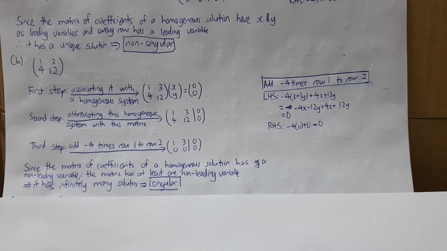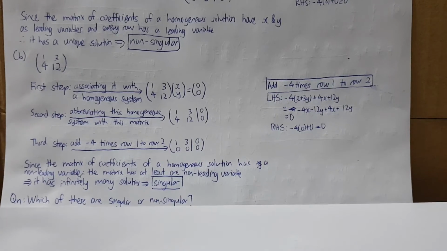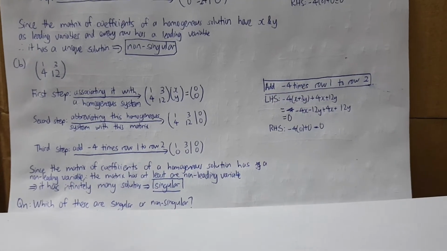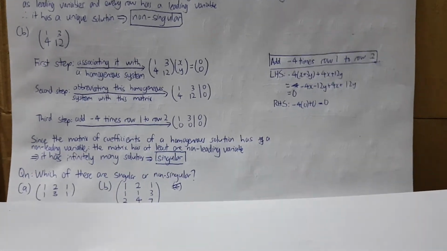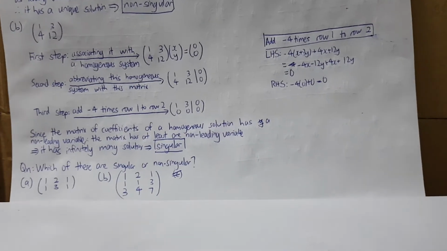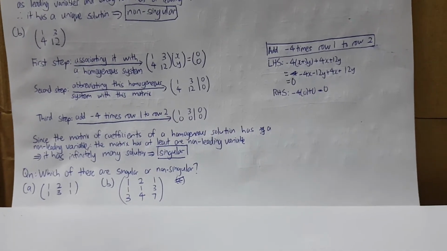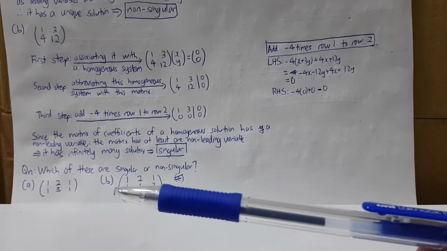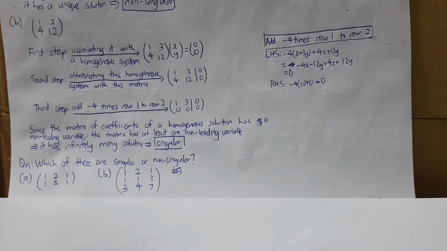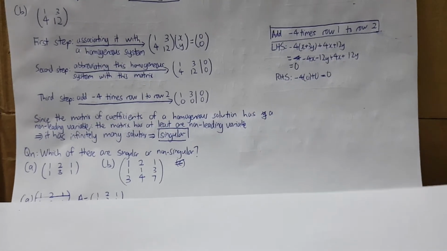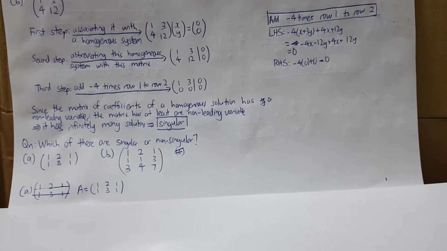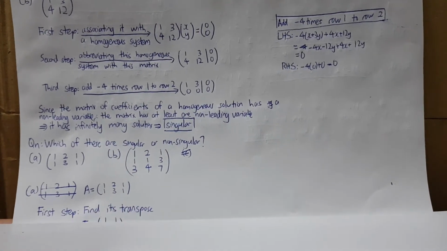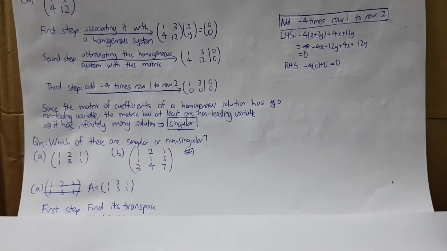So let's take a look at another example. Which of these are singular or non-singular? We have two examples here. But if you were to notice, the first example is not a square matrix. So let's go into detail on the first example, which is this. So how do we solve this?